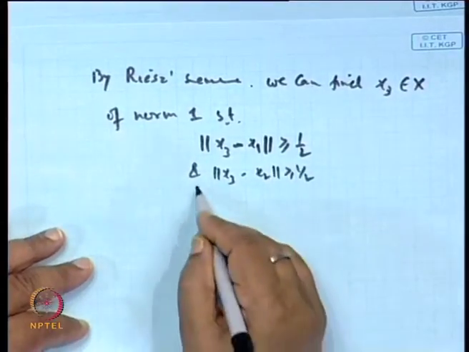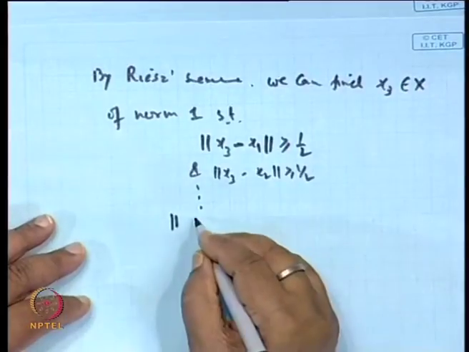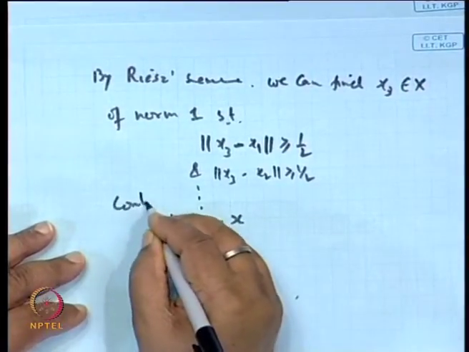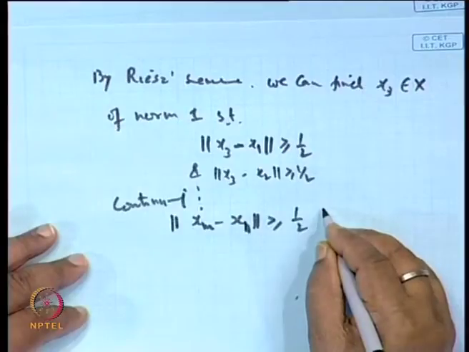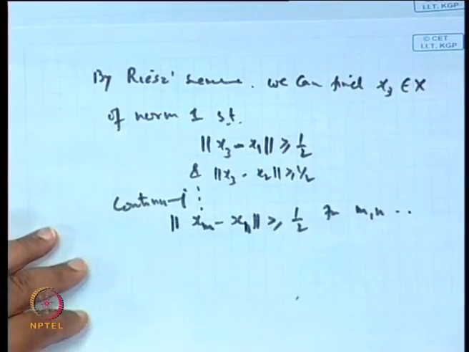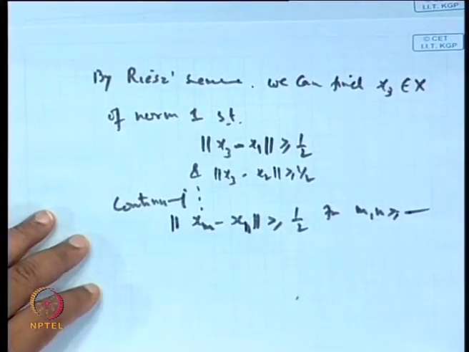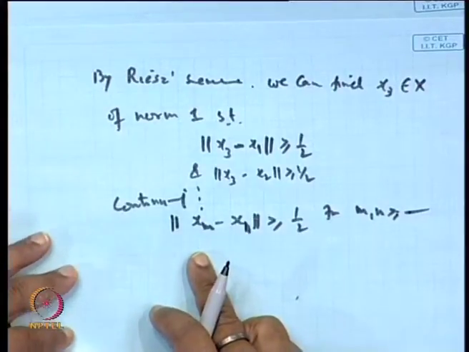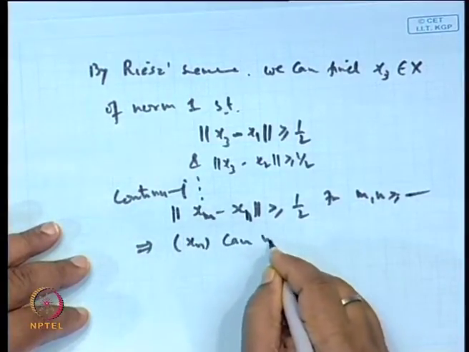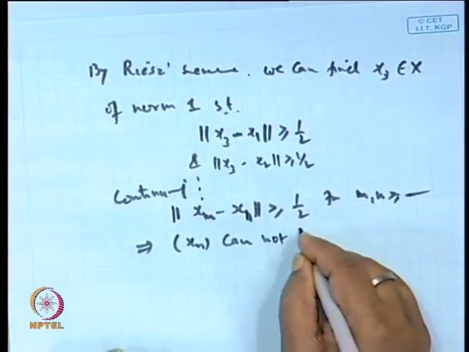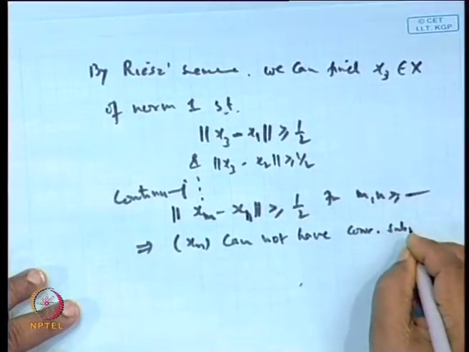So if we continue this way, we get a sequence where the norm of xn minus xm is greater than or equal to half for n and m greater than certain points. What does this show? This shows that the sequence xn cannot have a convergent subsequence.